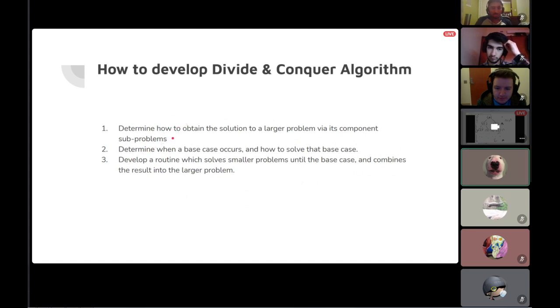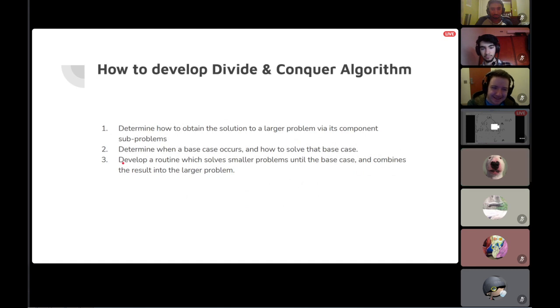Once we figure that out, we also have to figure out a base case, because divide and conquer is intrinsically linked to recursion. And everyone should be familiar with infinite recursion, stack overflow errors. We don't want that. Okay, this is ACM. We're above that.